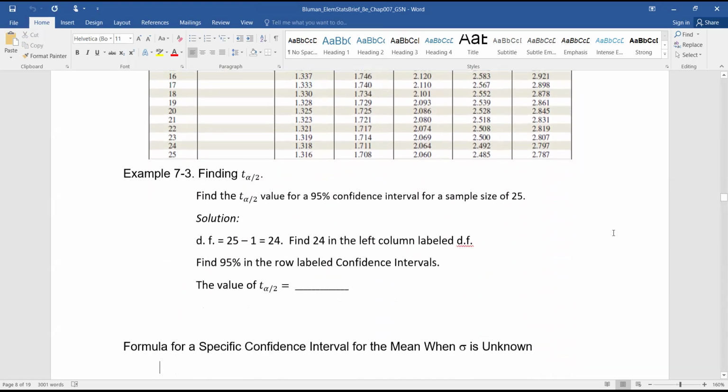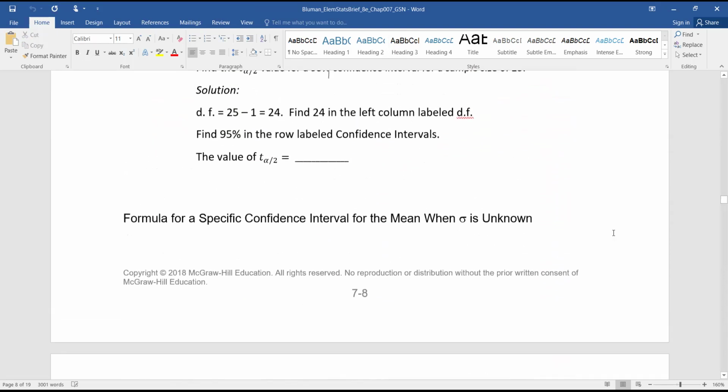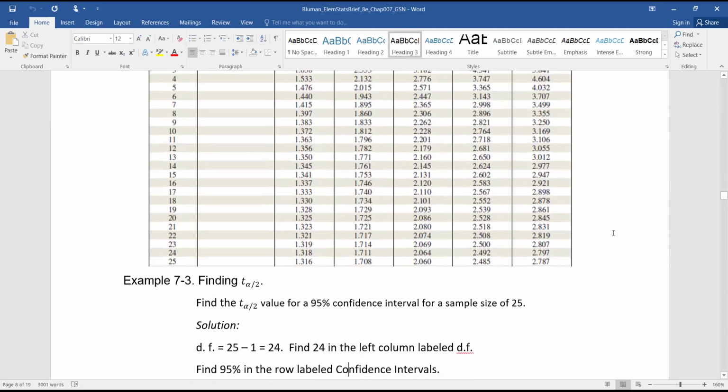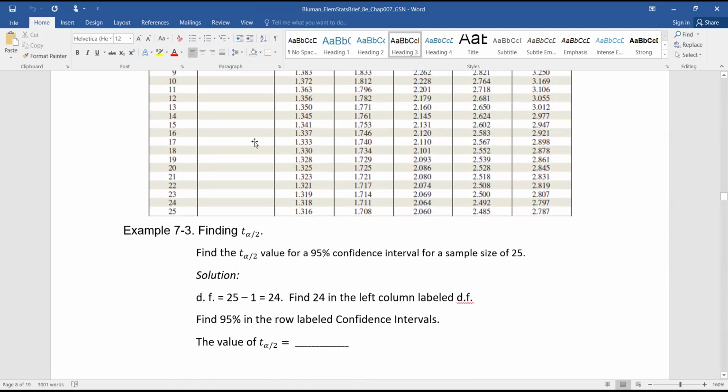So in example 3, we're asked to find the T-score value for a 95% confidence interval for a sample size of 25. So you would find the degree of freedom, which would be n, which is 25, minus 1, which is 24. Then you would go to 24, which is right here in the left column labeled degree of freedom, and then you would go to 95 in the row labeled confidence interval.